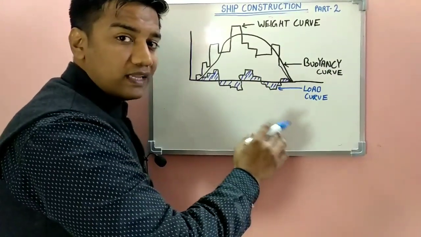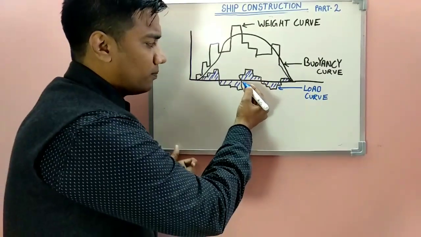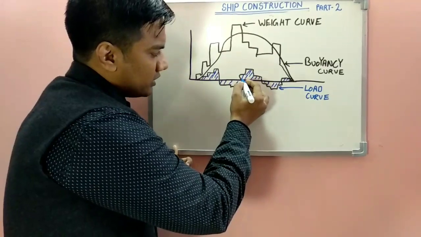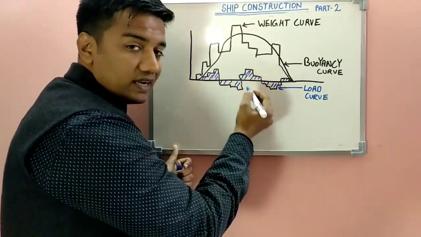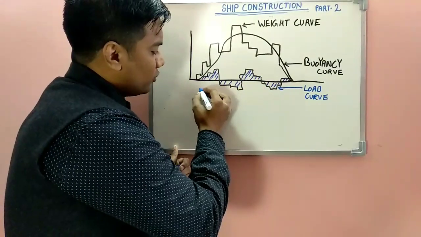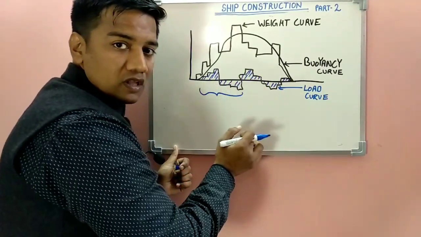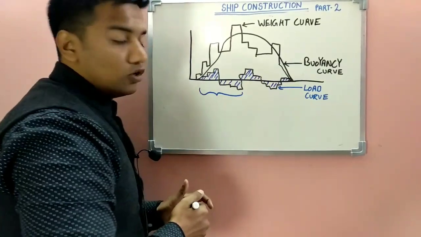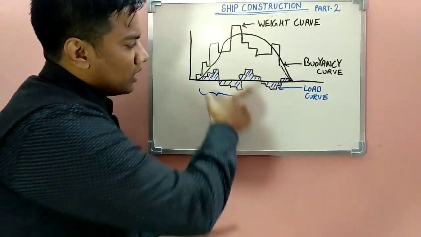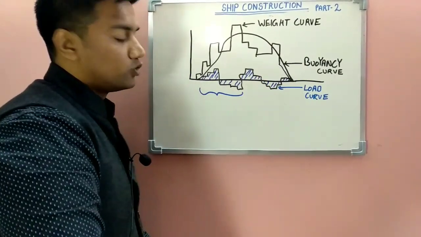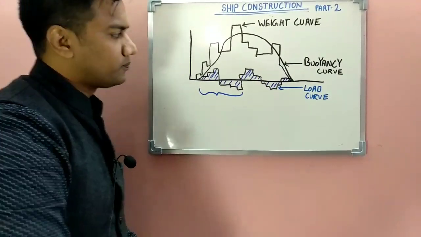Now, in order to find the shearing force acting at a particular point, considering this as the point where you want to find the shearing force, you have to integrate the area under the load curve up to this point. The area under the load curve integrated up to this point of consideration would give you your shearing force at that point.